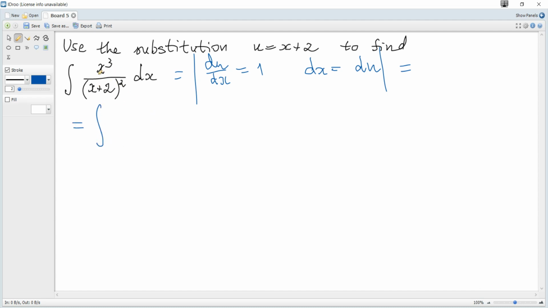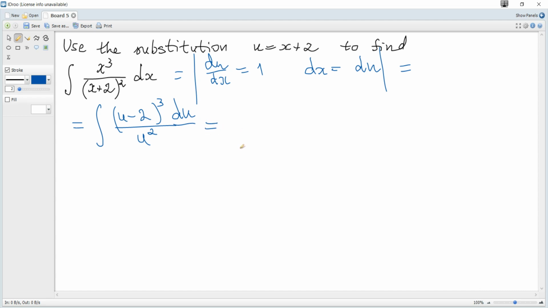And you can see that x cubed becomes, x is u minus 2, so it becomes u minus 2 cubed. X plus 2 is u, so it's u squared in the denominator, and dx becomes du.